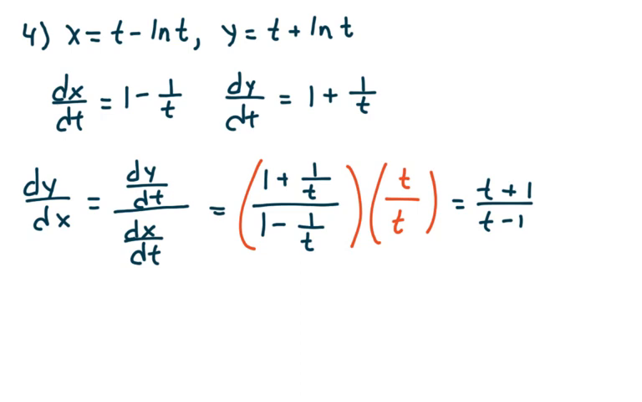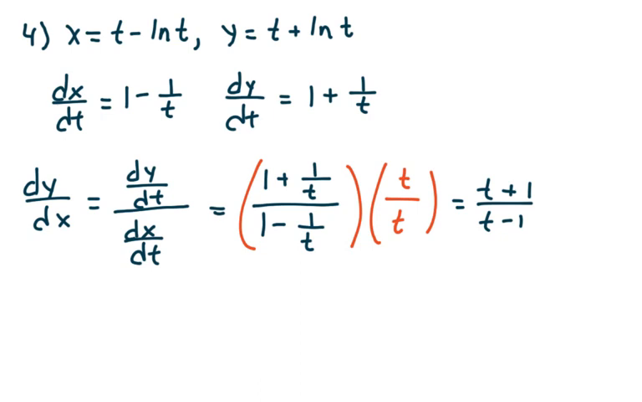Let's take a look at example 4. Suppose we're given x equals t minus the natural log of t and y equals t plus the natural log of t. The same directions. dx/dt is 1 minus 1 over t. dy/dt is 1 plus 1 over t. dy/dx is equal to dy/dt divided by dx/dt, which is 1 plus 1 over t divided by 1 minus 1 over t.